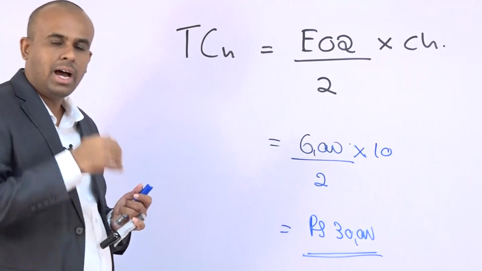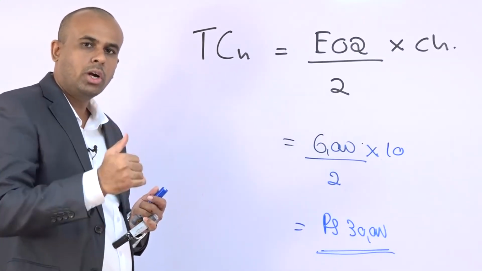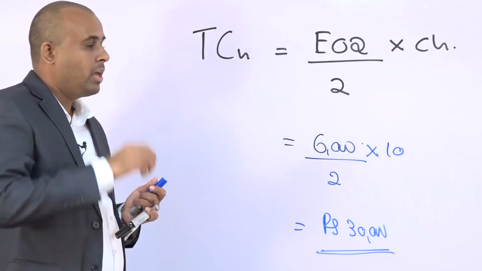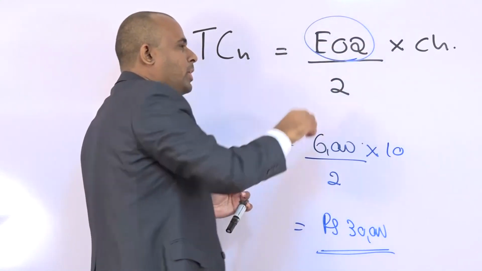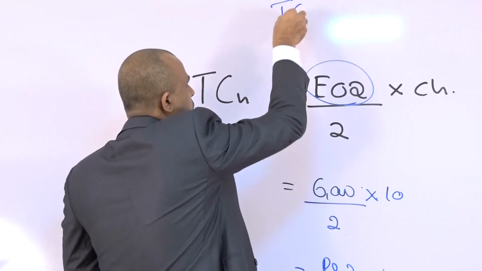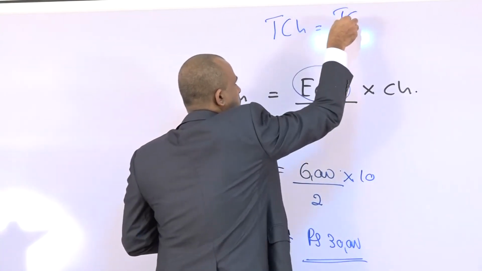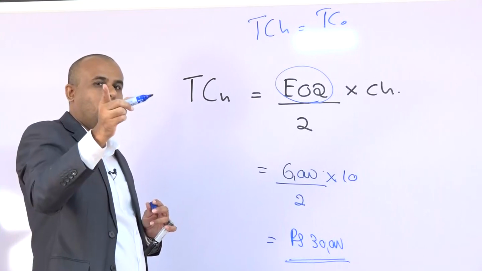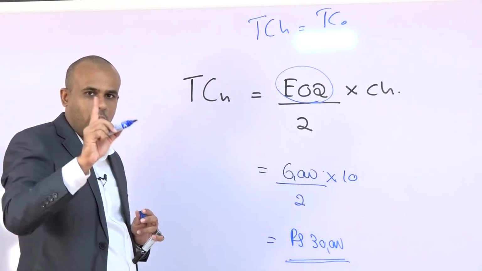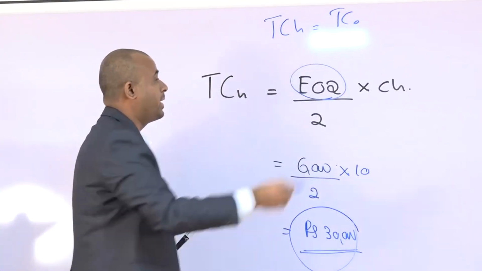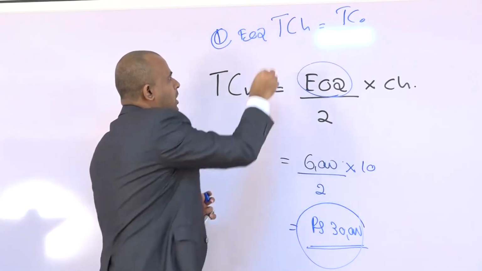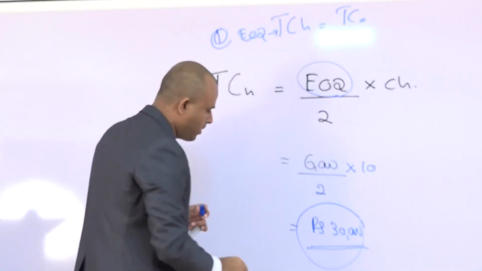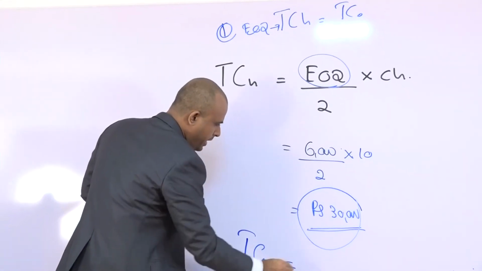What is the last requirement of the question? Calculate the total cost of ordering. We have studied that when you order the economic order quantity, the total cost of holding is equal to the total cost of ordering. So do we need to calculate the total cost of ordering in this question? No. Why? Because we have already calculated the total holding cost at the economic order quantity, at the EOQ. At the EOQ, total holding cost equals the total ordering cost.